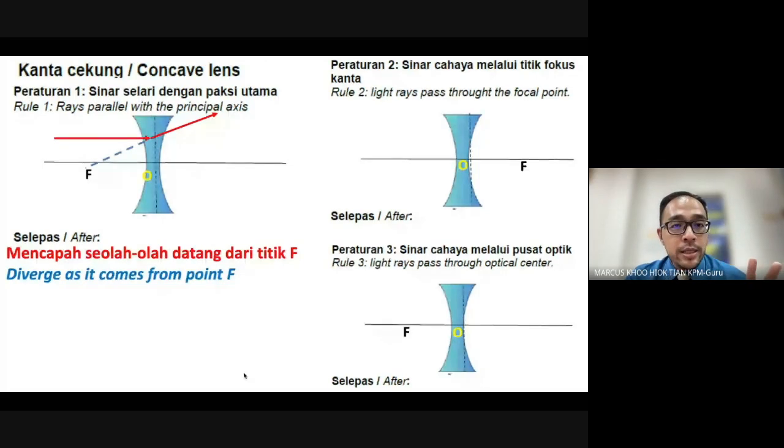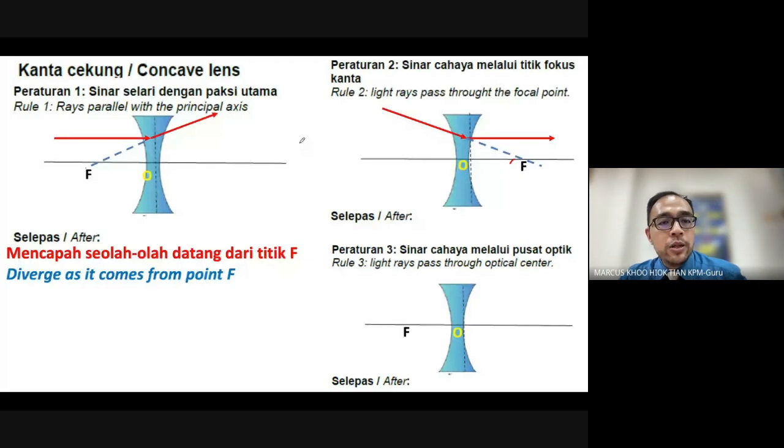The second one is diverge first and then parallel. Even though it's called diverging, it is focused on the F over here. This one, don't worry so much. Not so important.